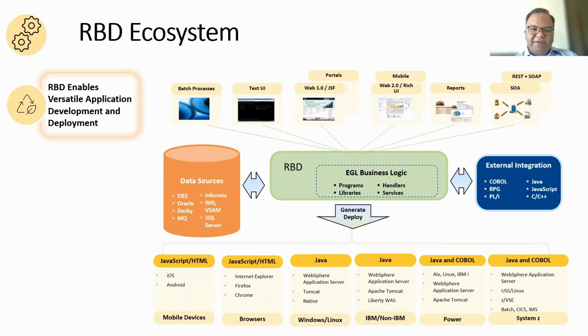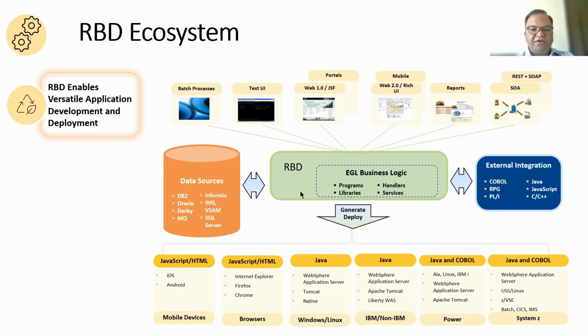Now in the next slide, we will talk about how RBD enables versatile application development and deployment. So far we have seen a lot of things around this. I have tried demonstrating that when you develop one application in EGL, it can be generated as a z/OS COBOL application. It can be made to run on IBM i. It can be made to run as a Java application. Now that same program can be regenerated in different environments based on what we want to choose.